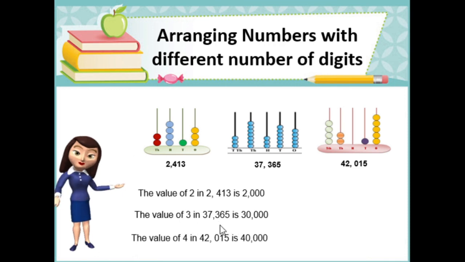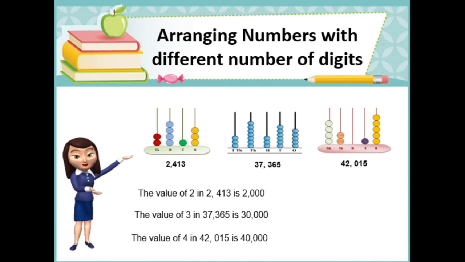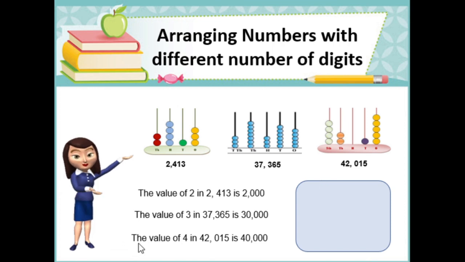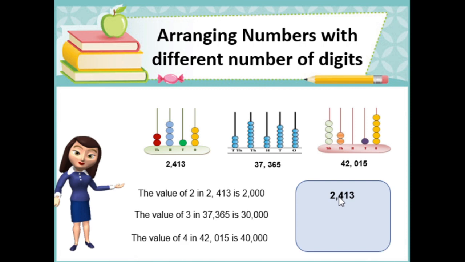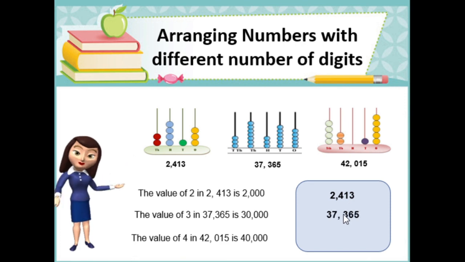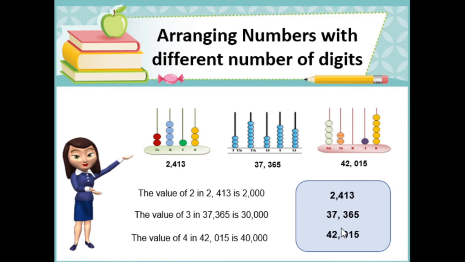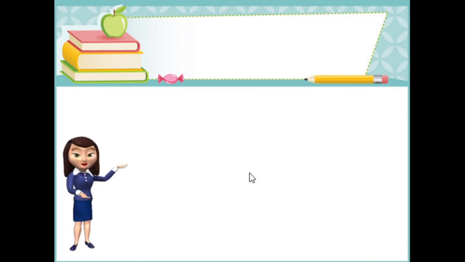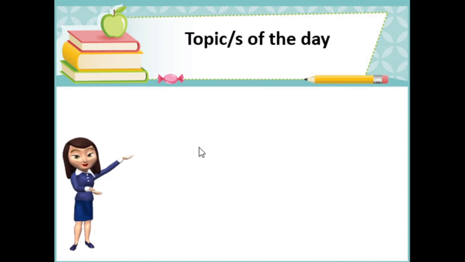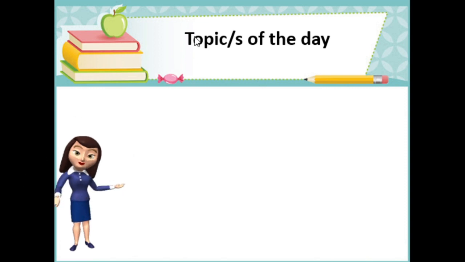That means the smallest or the least number is 2,413. So if we arrange in ascending order, 2,413 followed by 37,365 and lastly 42,015. That's arranging numbers with different number of digits. Make sure that you know how to find the value of each digit so that it would be easy for you to answer.